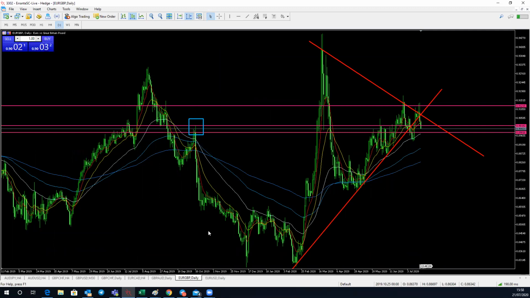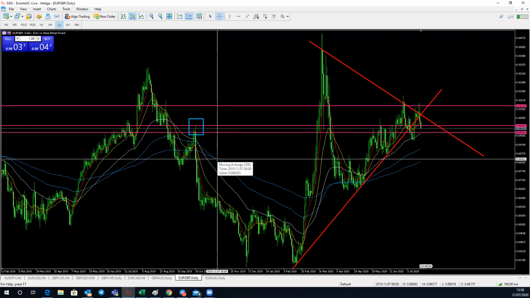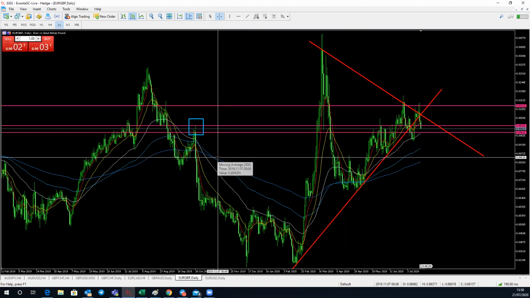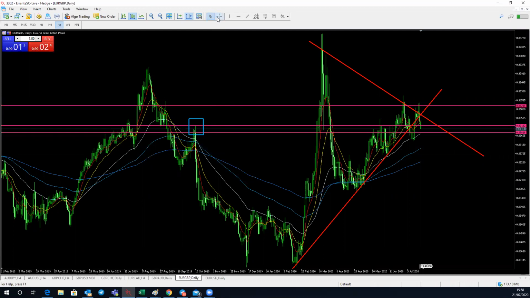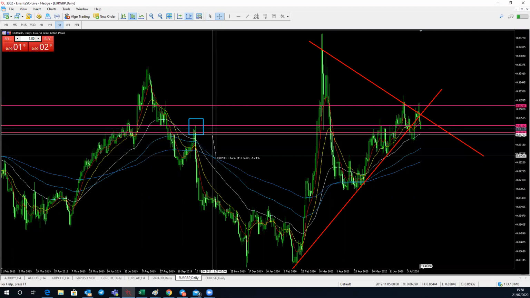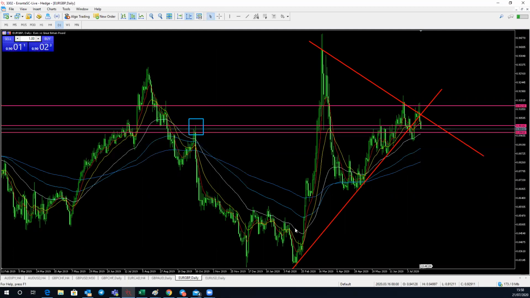Euro GBP is also looking quite interesting. I'm just waiting to see whether it could actually be moving under the 89.80 area to look at 89.70 to actually sell and then take profit. I would say 89.70 down to the 88.60 area. That is a good 100 pips or so.